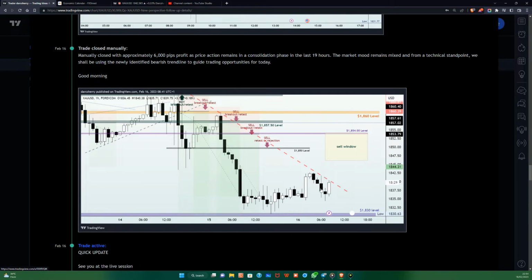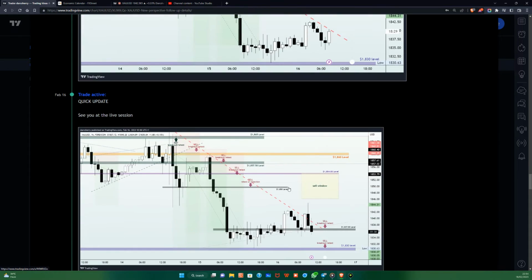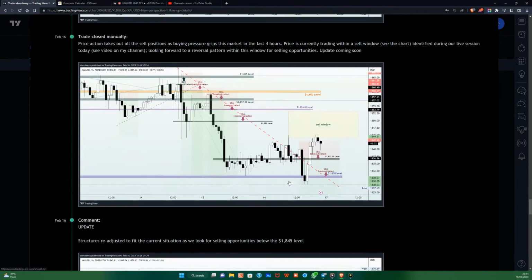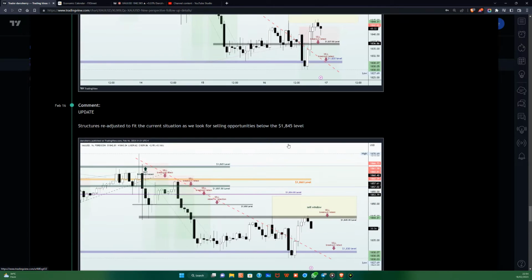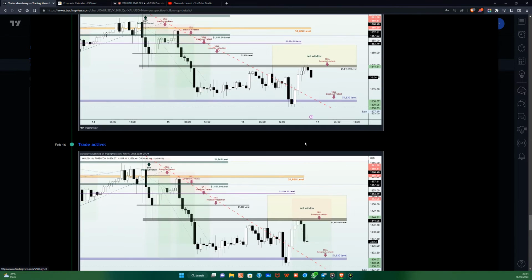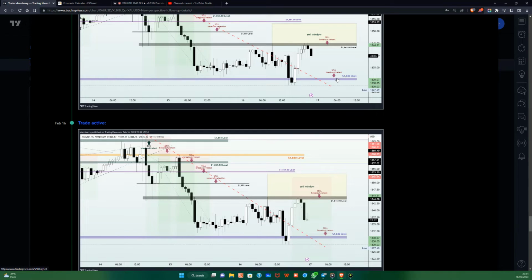Though we saw the consolidation phase continued, and we identified a sell window here where we said this bullish momentum here might likely be a retracement phase of the previous impulse leg into the structure, where we said we will be looking out for selling opportunities. And this is what we saw later on that day. We saw price action come into the sell window. We saw the first touch, second touch, third touch here, and this triggered the sell position here, and we hope that price will break down the 1830 level to add more position.